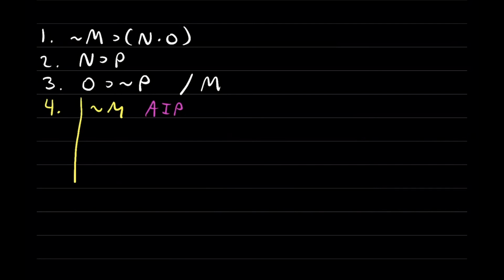So let's get going and see if we can find one. On line 5, I see an obvious starting point. I can do modus ponens to get N and O.